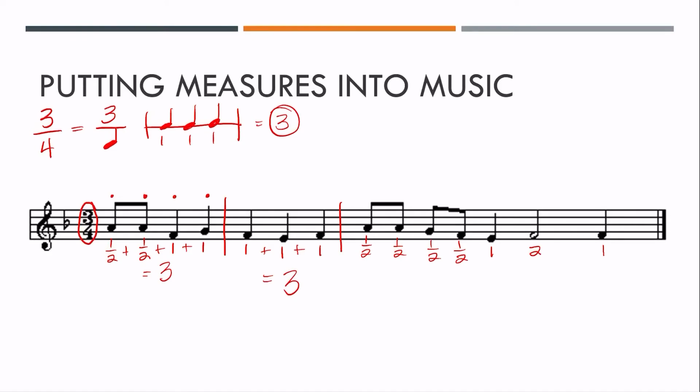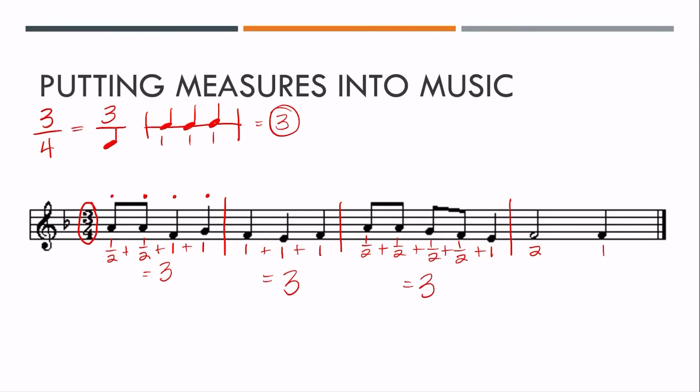Now here you can see it gets a little tiny bit more complicated. 1 half plus 1 half is 1. Plus another half is 1.5. Then we have another half, which is 2. Plus 2 plus 1 is 3. So we put a bar line.